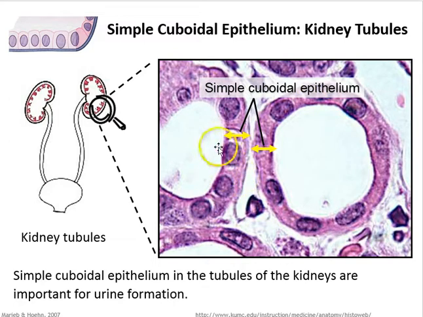Notice if we trace around this individual cell here, we can see the spherical nucleus, circular nucleus, and we have approximately a square if we sort of form around that cell there. Single layer of cuboidal cells.